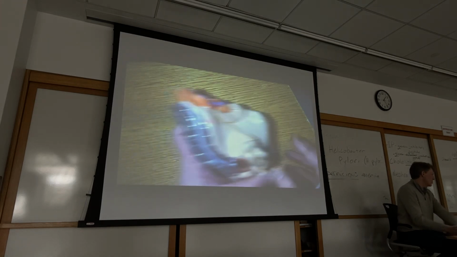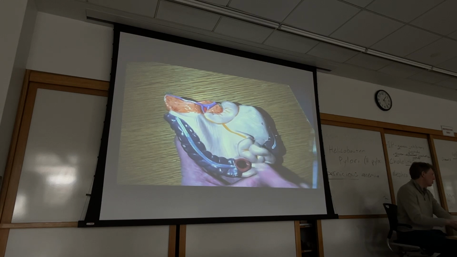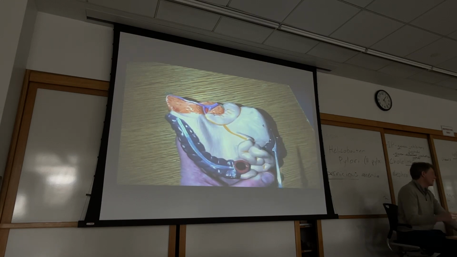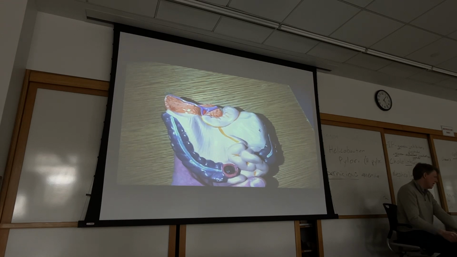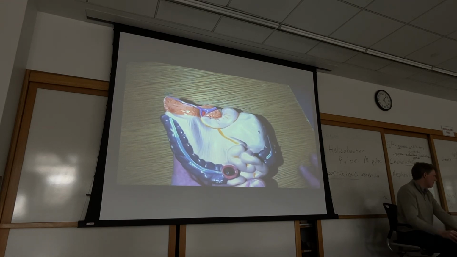They're not really showing it well on this model, but there would be a big squiggly part called the sigmoid colon. Then you get into the rectum. Then you get into the anal canal, and I'll show you a diagram of that in a second.